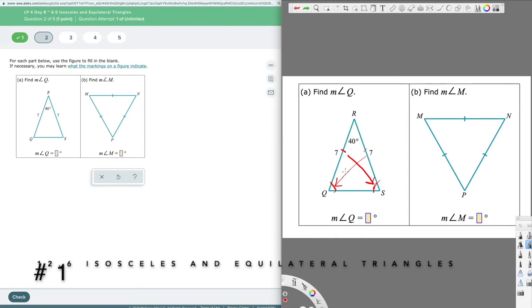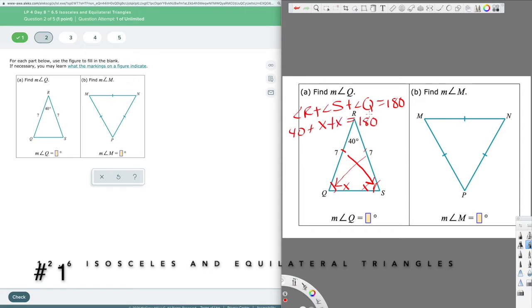We worked with that for quite a few weeks. So angle R plus angle S plus angle Q have to equal 180 degrees. And angle S and angle Q are the same thing, and angle R is 40 degrees. So I can go 40 degrees plus, instead of S and Q, I'm just going to label them X. So I have X plus X equals 180.